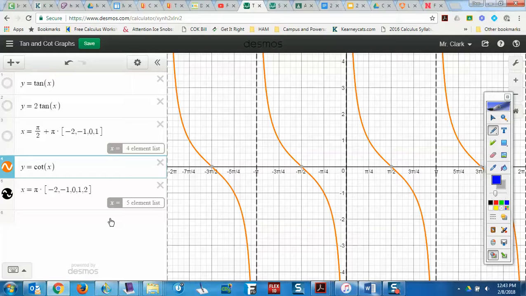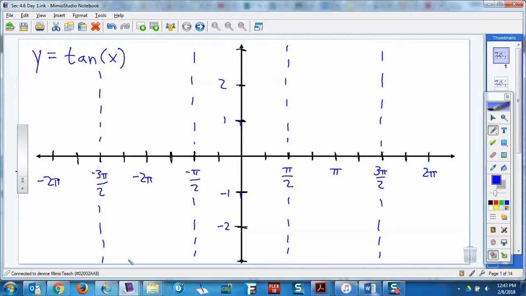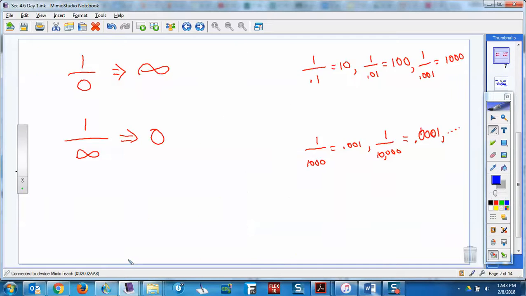Now, if you signed up for calculus, you'll get to talk about limits and the idea of infinity. Yesterday we were talking about this right here. We were talking about how 1 divided by 0 is like infinity. It's not equal to infinity, but it's heading to infinity.